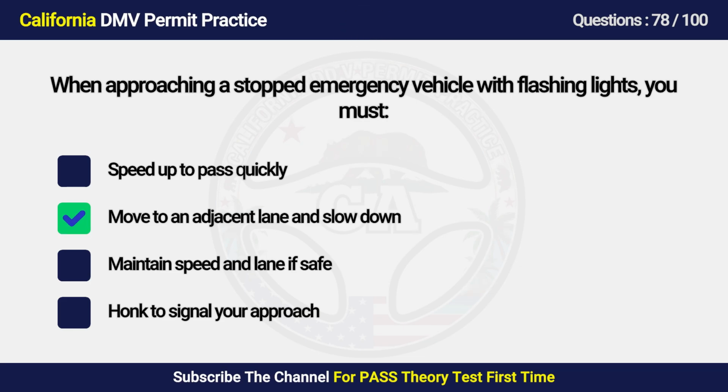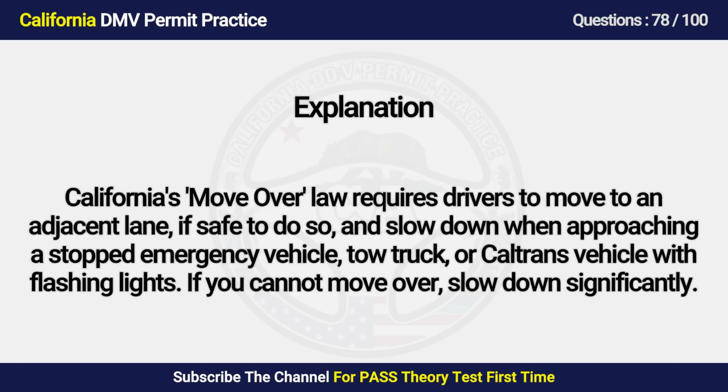Answer is B. Move to an adjacent lane and slow down. California's move over law requires drivers to move to an adjacent lane, if safe to do so, and slow down when approaching a stopped emergency vehicle, tow truck, or vehicle with flashing lights. If you cannot move over, slow down significantly.